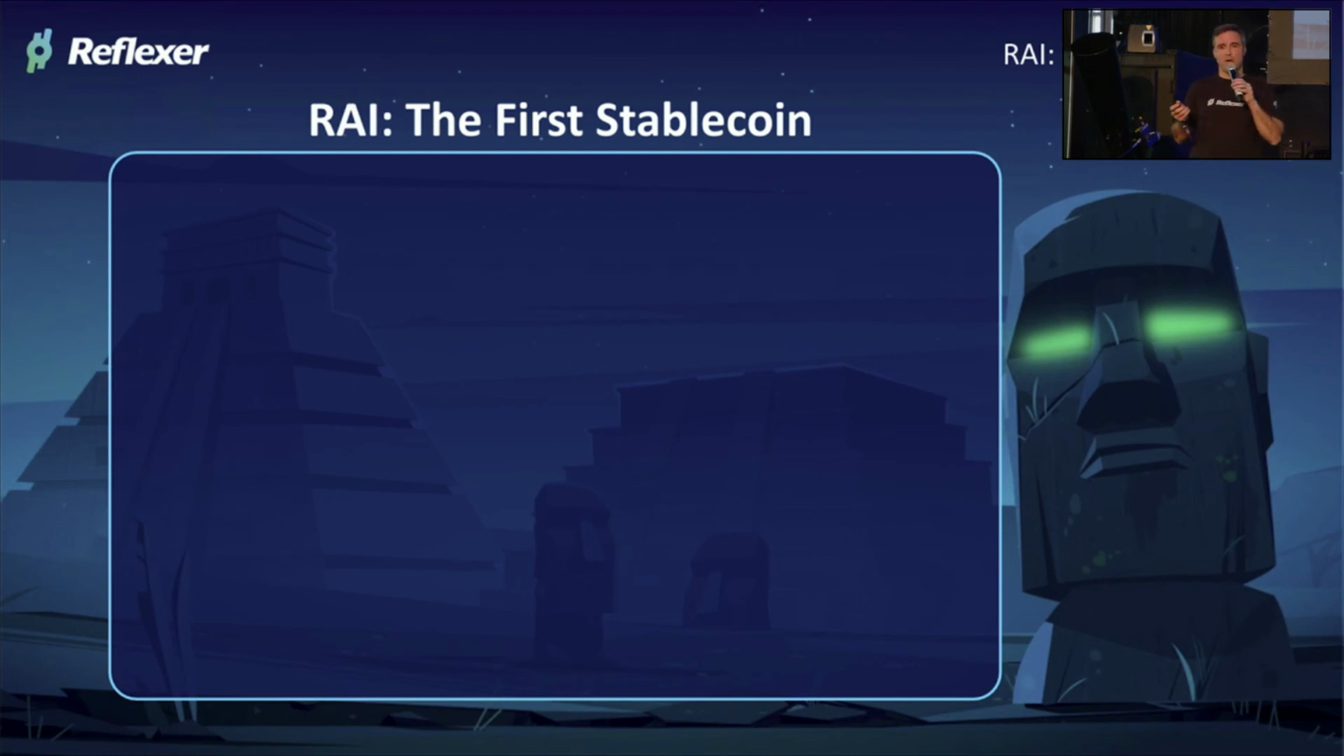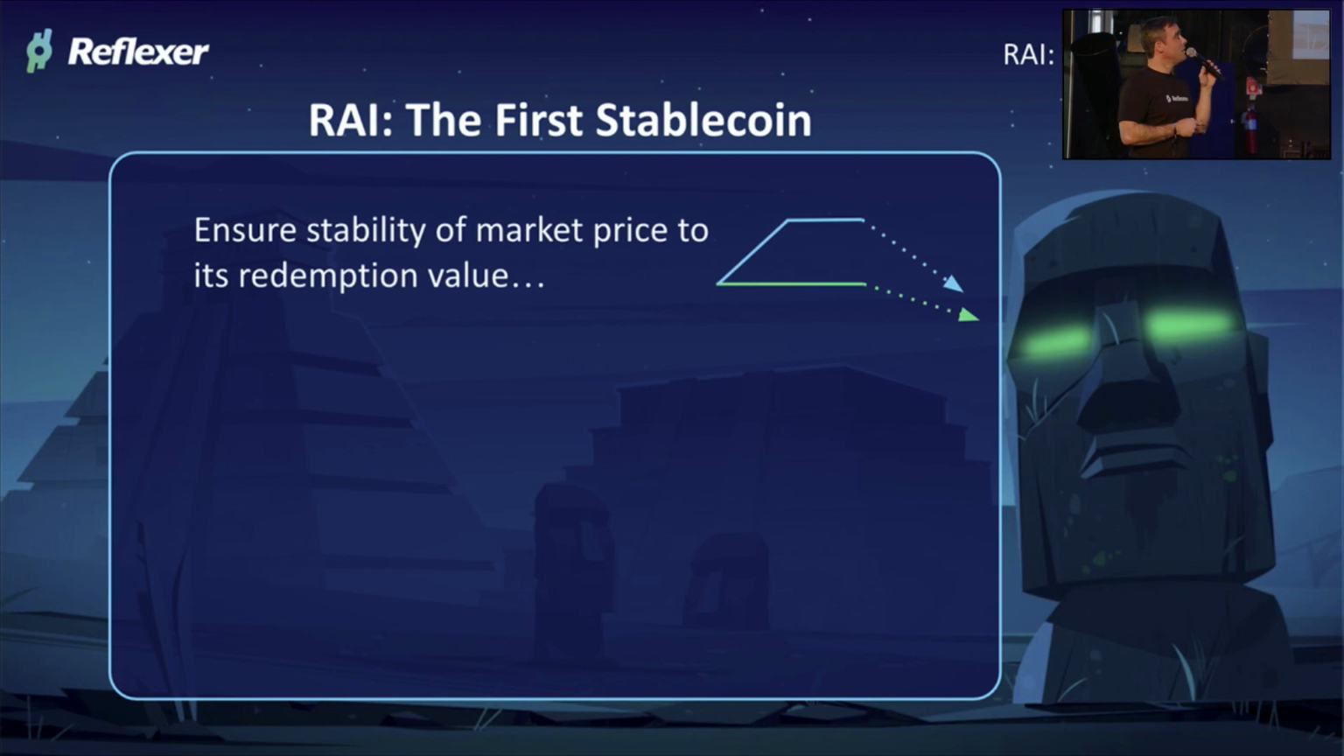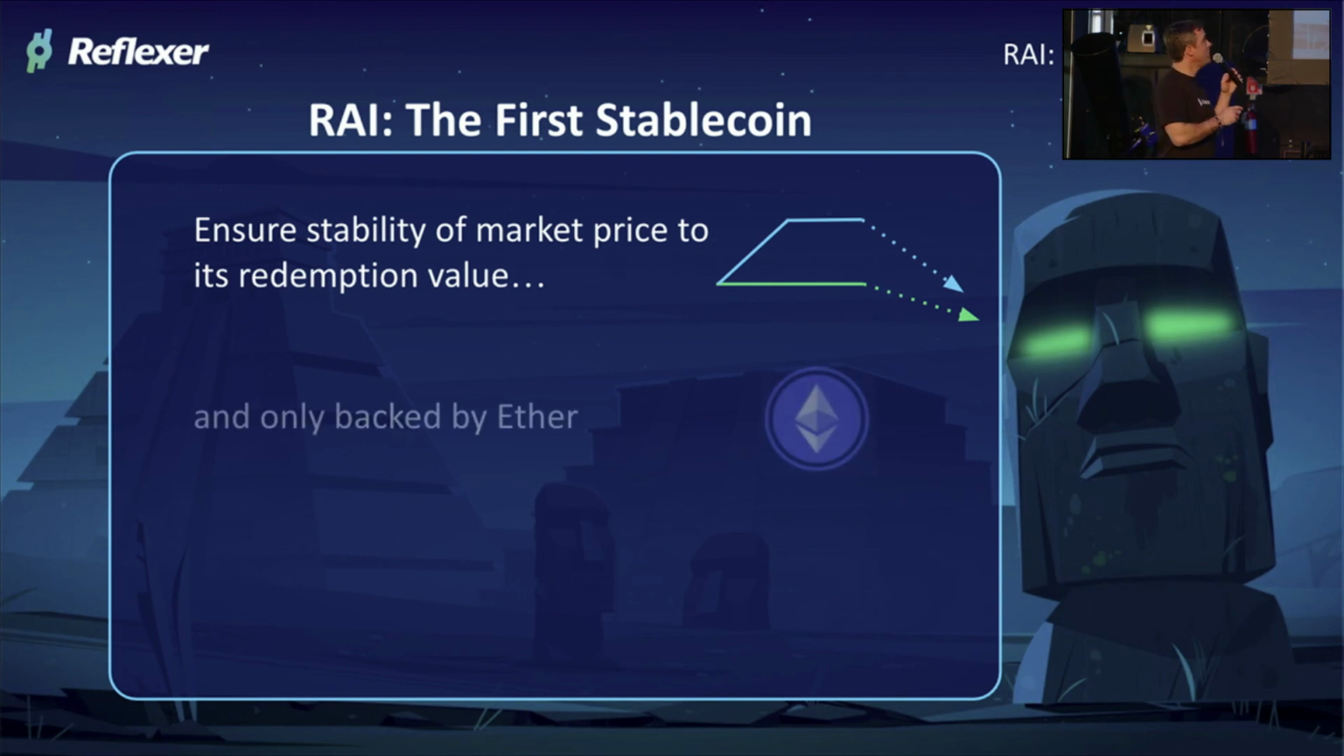Okay, so why is RAI the first stablecoin? It ensures the stability of the market price to the redemption value. This is important. You're not stuck with long periods of time where you have to pay a premium on your debt to repay your debt. And the important thing, it can do this and only be backed by ether.